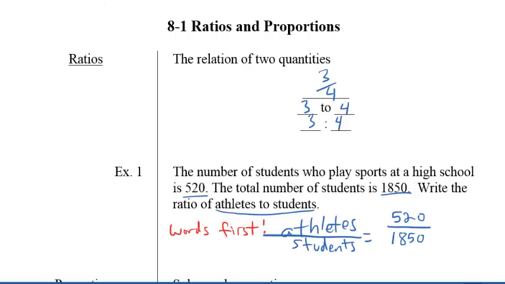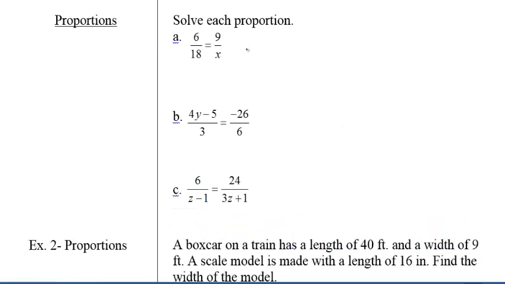Now, always make sure that you simplify. Always simplify your ratio. So if I simplify this, I can divide both by 10. 520 divided by 10 is 52, and 1,850 divided by 10 is 185. So my ratio of athletes to students is simply 52 to 185. Okay, so next we can talk about proportions.